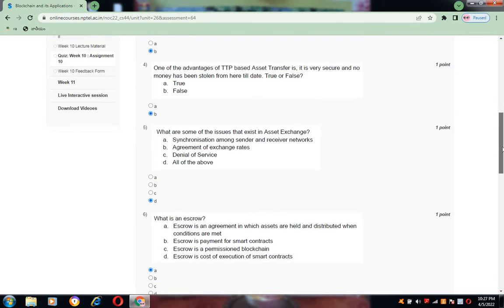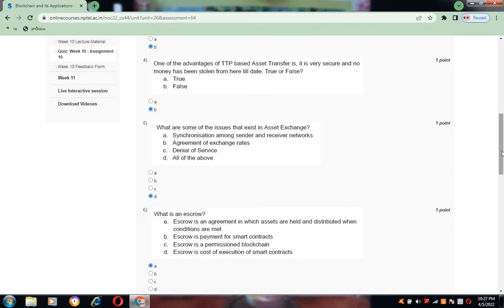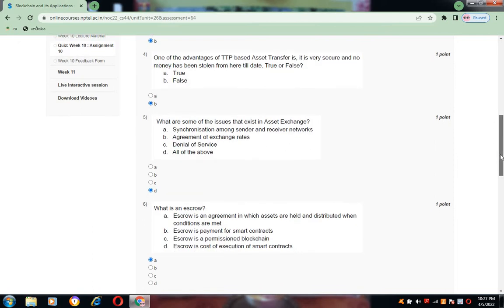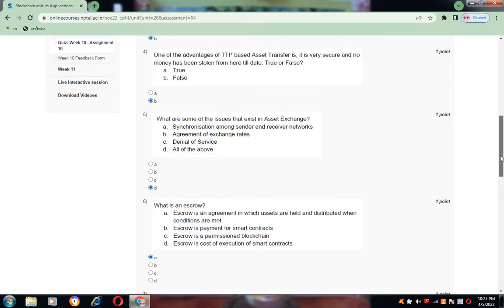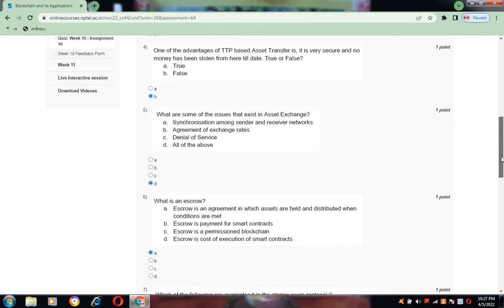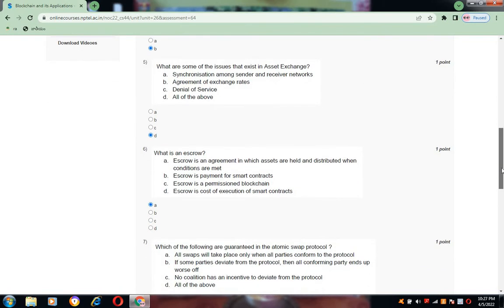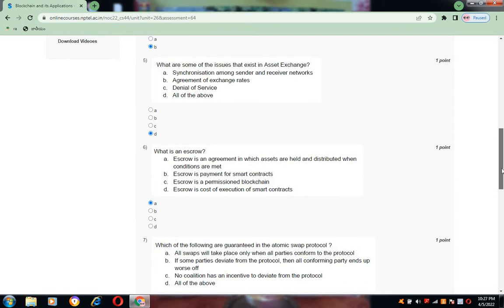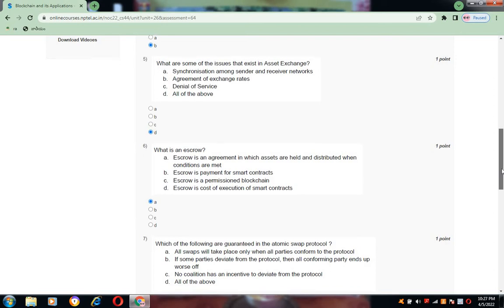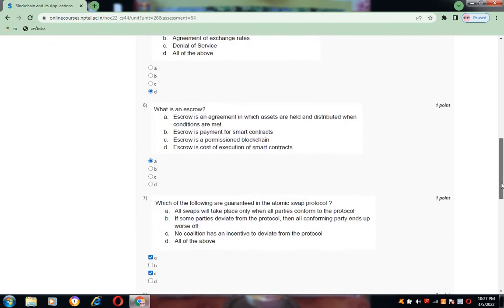And now coming to question number 5: what are some of the issues that exist in asset exchange? All of them will come here. Options A, B, C are all correct, so option D is the correct answer for question number 5. Now coming to question number 6: what is an escrow? Escrow is an agreement in which assets are held and distributed when conditions are met. So option A is the correct answer.